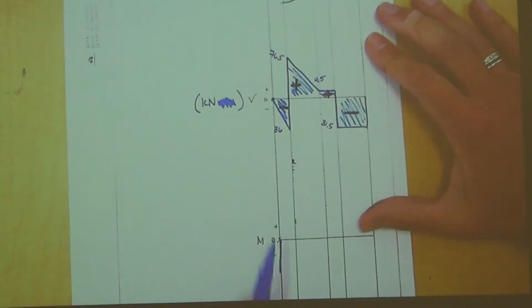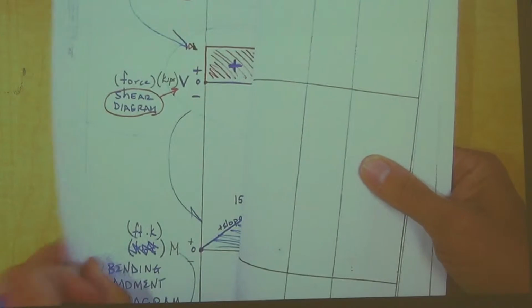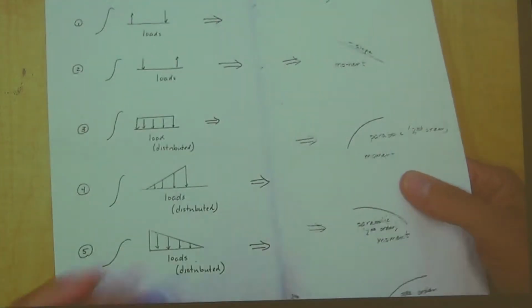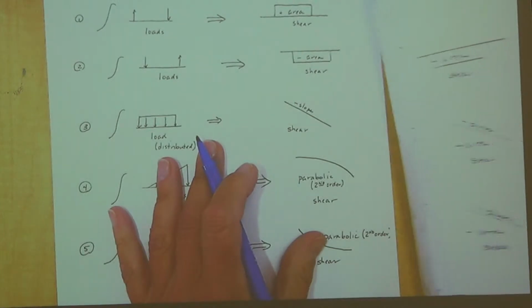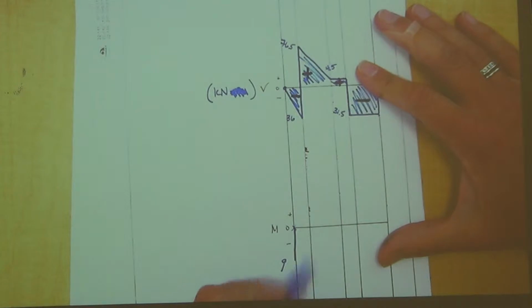Eugene, what happens next? We have a negative slope, negative area. So I have to go back to my cheat sheet. Negative slope, negative area, parabolic going down.